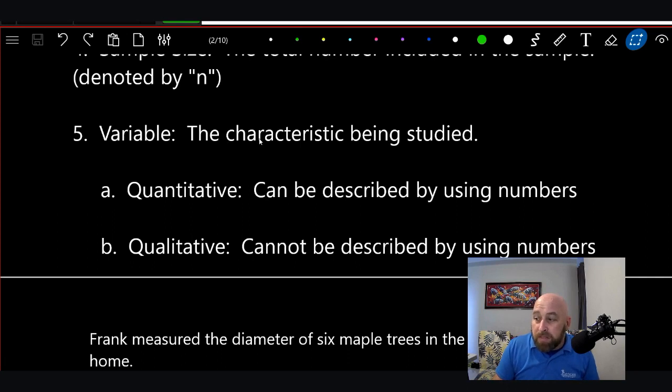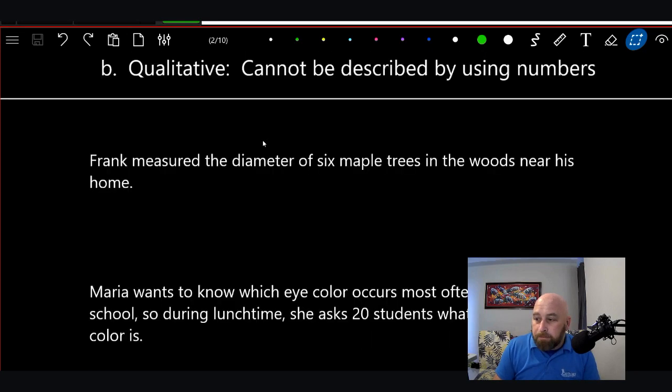And would this be discrete or continuous? Remember, continuous is measured, discrete is counted. Ties are counted, not measured. So this would be discrete there. Okay.